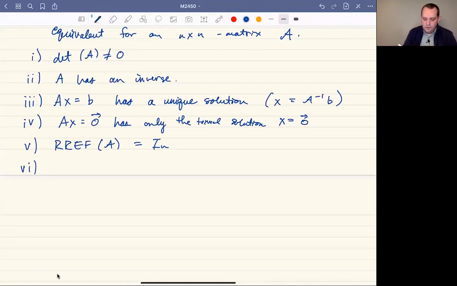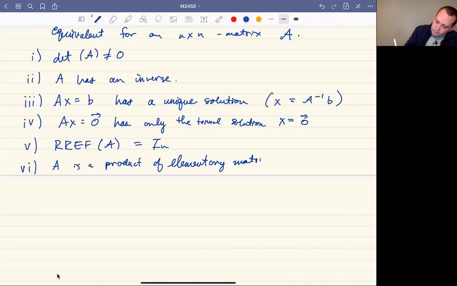That's going to happen if and only if A can be written as a product of elementary matrices. So if A is a product of elementary matrices. And that should be pretty straightforward that those two are equivalent, because if A can be row reduced to the identity, then all these row operations are equivalent to multiplying by an elementary matrix. And therefore, if you can row reduce all the way down to the identity, you can write A as a product of all these elementary matrices.